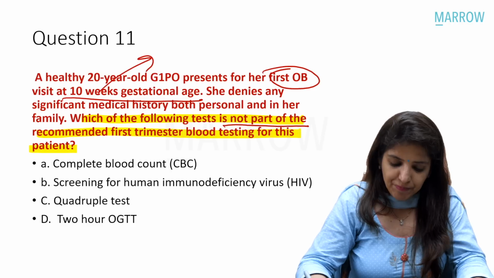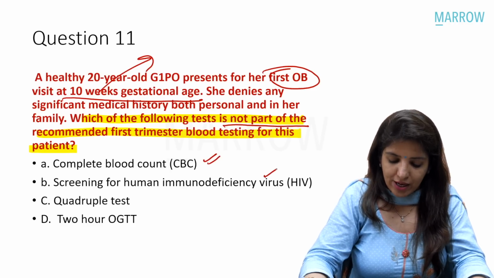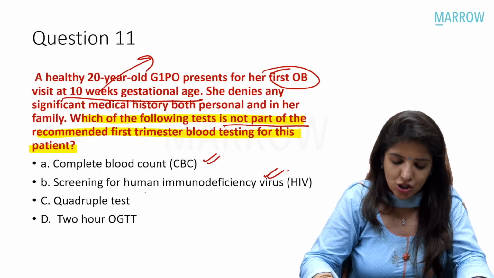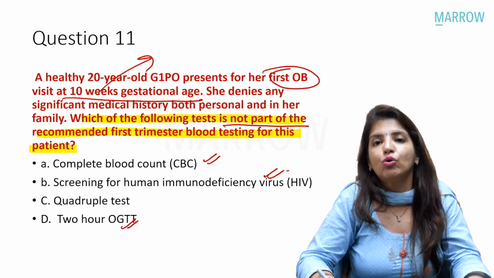Option A, CBC, I'm going to do. Option B, screening for HIV. Option C, quadruple test. Option D, 2-hour OGTT, I am going to do.